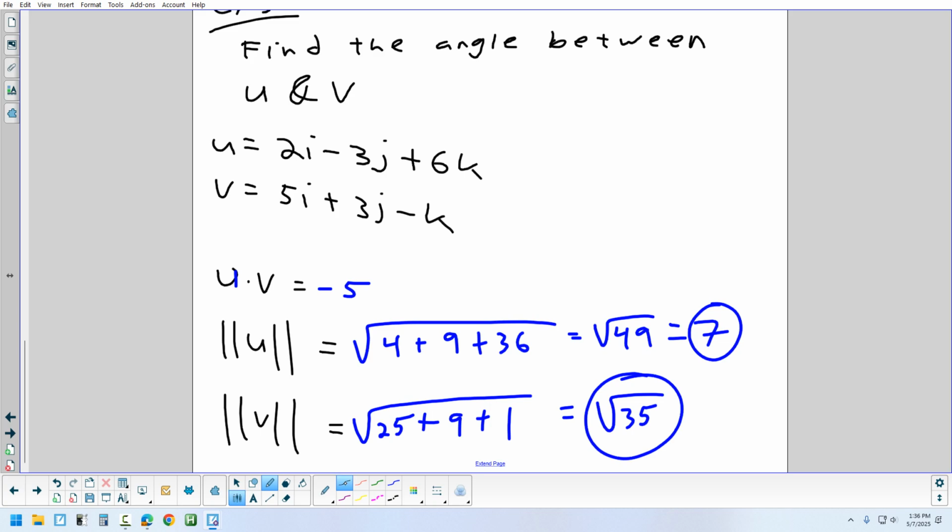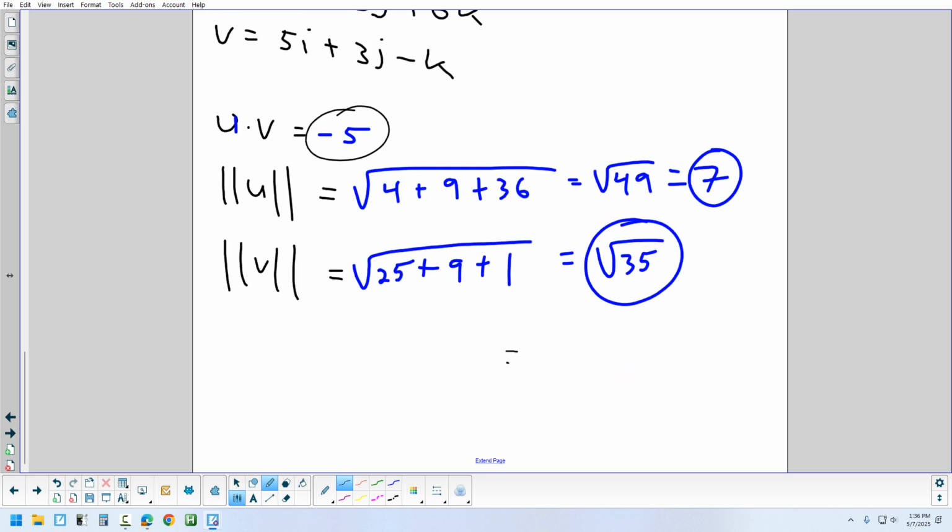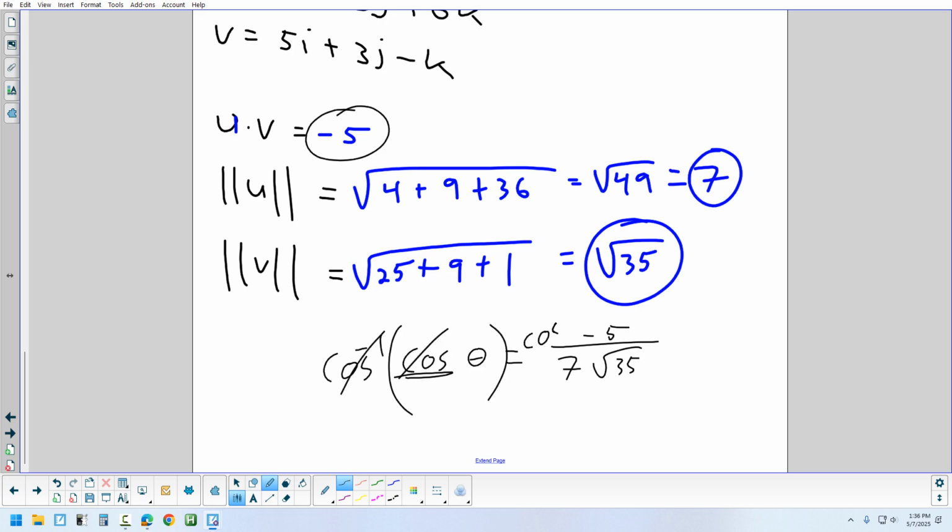Okay, now what's the formula that we have to fill in? Now you have those three things to plug in: cosine theta equals -5 over 7 times the square root of 35. Make sure you put cosine theta, because now you want to get rid of the cosine. Take the inverse cosine on each side. That's gone. And fill all of that into inverse cosine.